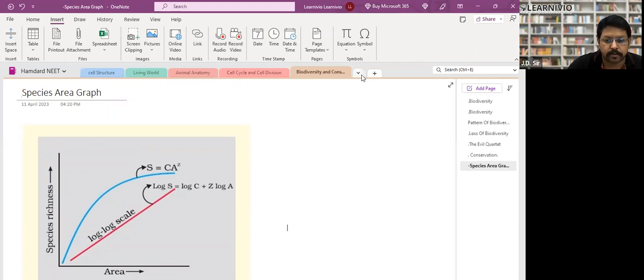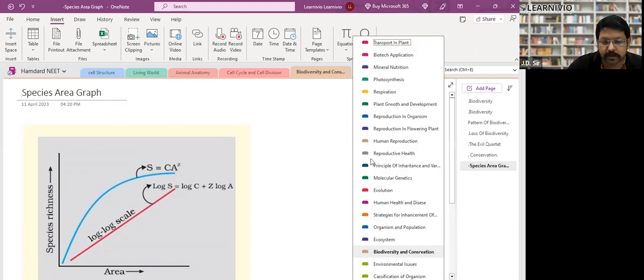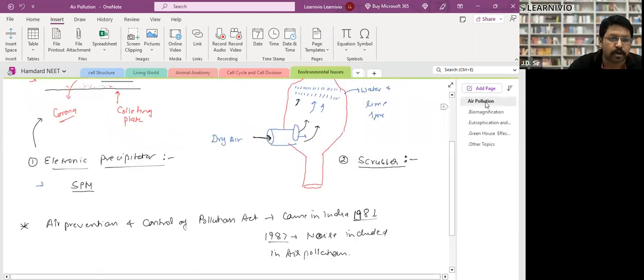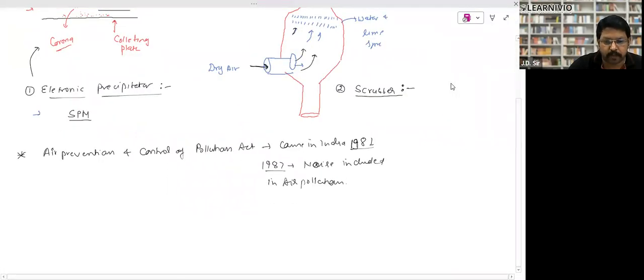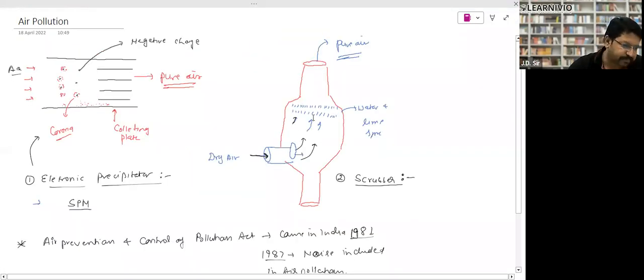Yes, fine. So let's start the last chapter, that is Environmental Issues. The chapter is small, but it's very important. You will get lots of questions from here, right? But easy kinds of questions.